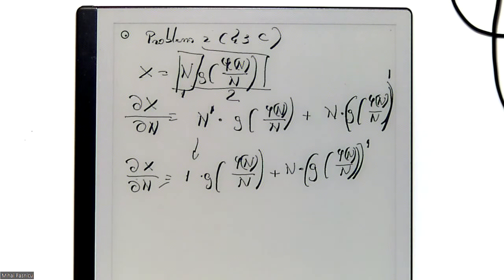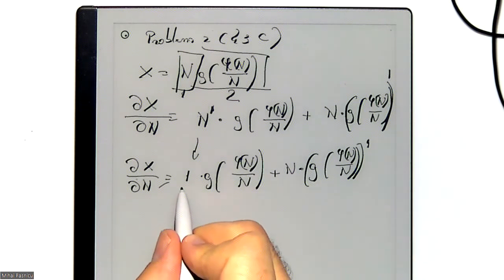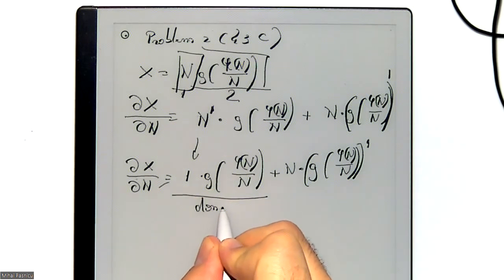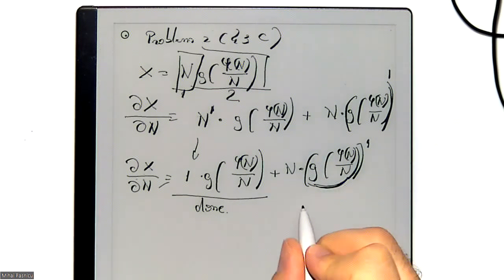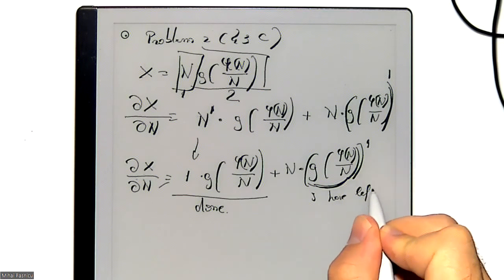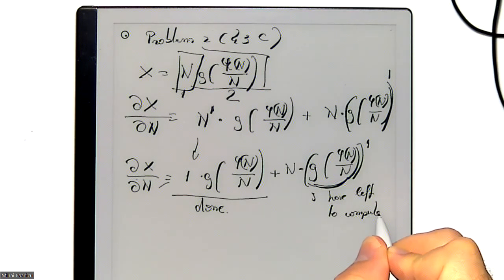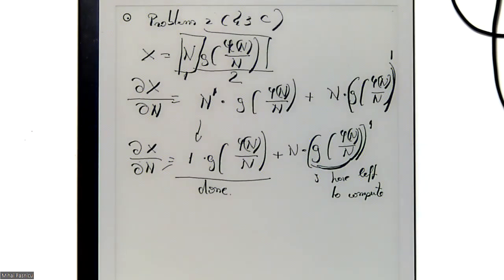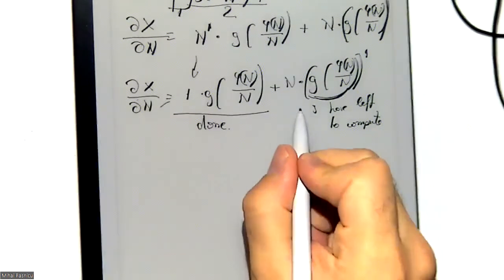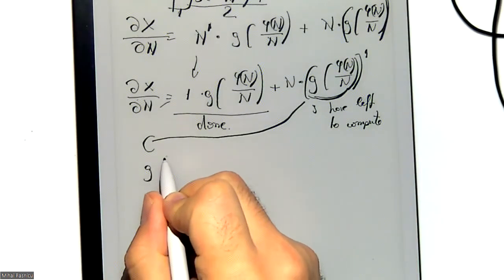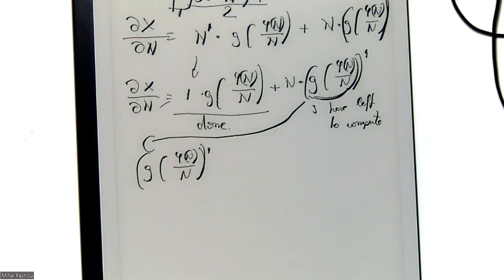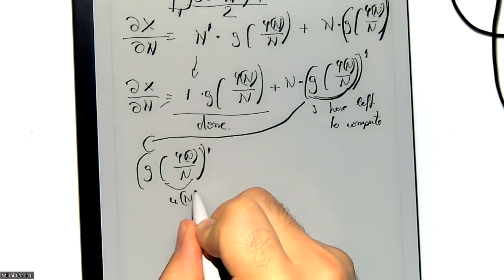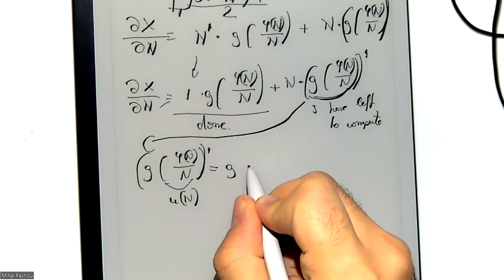So am I actually looking better? Well, kind of. This part of the function is done. There's nothing for me to do here. The only thing I have left to compute is this ugly thing. So instead of writing the whole equation 20 bazillion times, what if I just compute it separately right here? Let's just say this is a u of n. So this is g of u of n, everything prime.